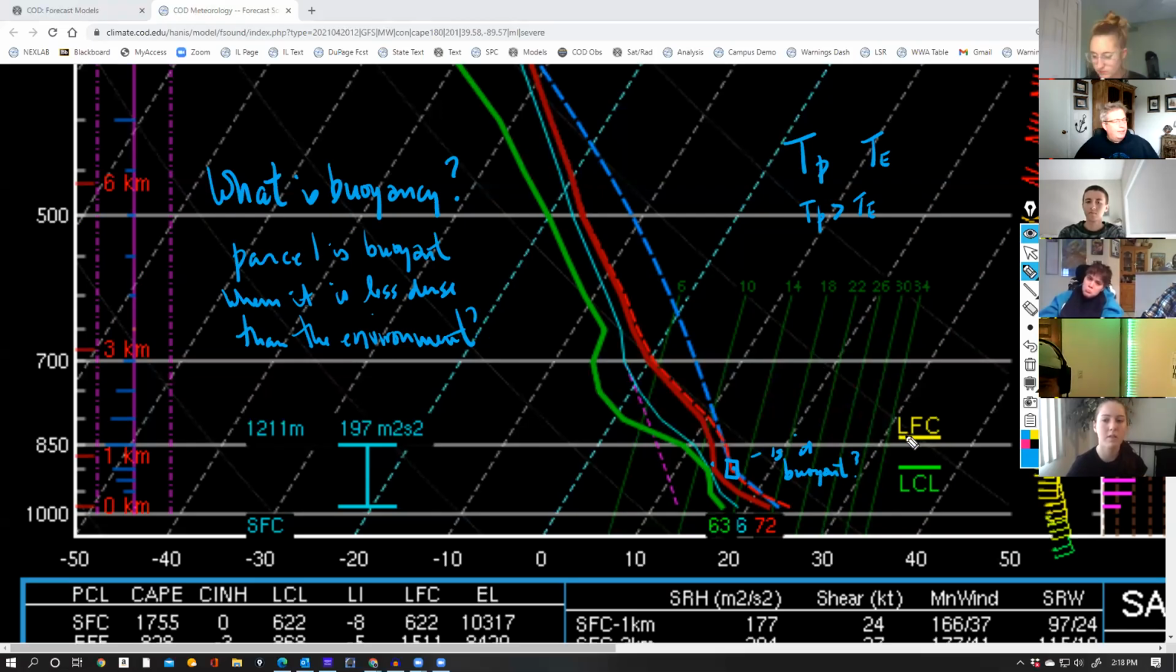So that should have been at the level of free convection. But why is the level of free convection so much higher? Why is this the level of free convection and not way down here someplace? And the answer is, it's warmer than the environment, but it's still not buoyant. See, I've been lying to you.